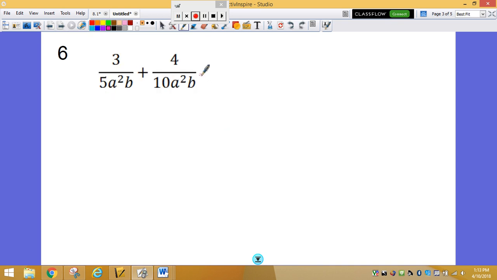Okay, number 6 looks like this. Let's figure out our common denominator first. They both got an a squared, so that's got to be part of it. They both have a b, so that's going to be part of it. And then out of 5 and 10, I already did this actually on example 1 that I did. The LCM between 5 and 10 is actually 10. So this is my common denominator.